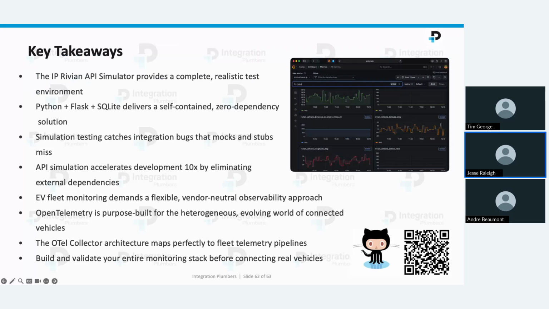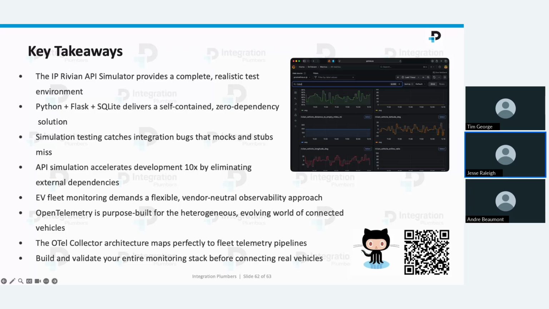To summarize what we've covered today, the Rivian API simulator gives you a complete, realistic test environment for developing fleet management infrastructure. Python, Flask, and SQLite deliver a self-contained solution with zero external dependencies. Simulation testing catches integration bugs that mocks and stubs simply cannot. It accelerates development dramatically by eliminating external dependencies from your workflow.